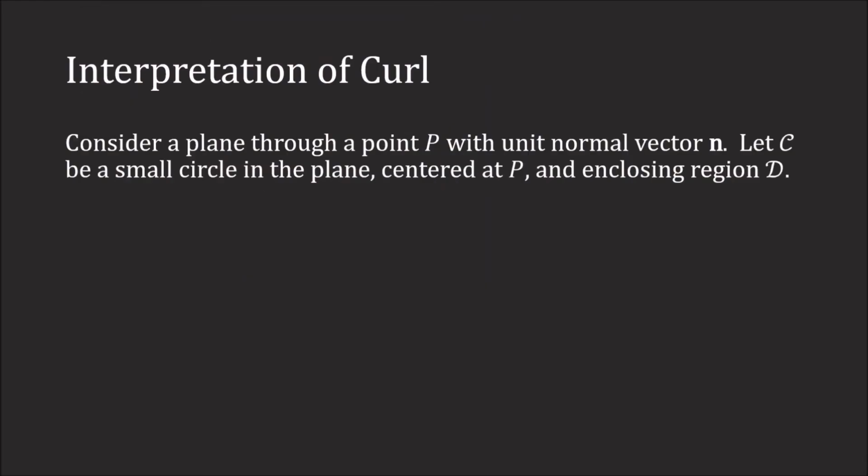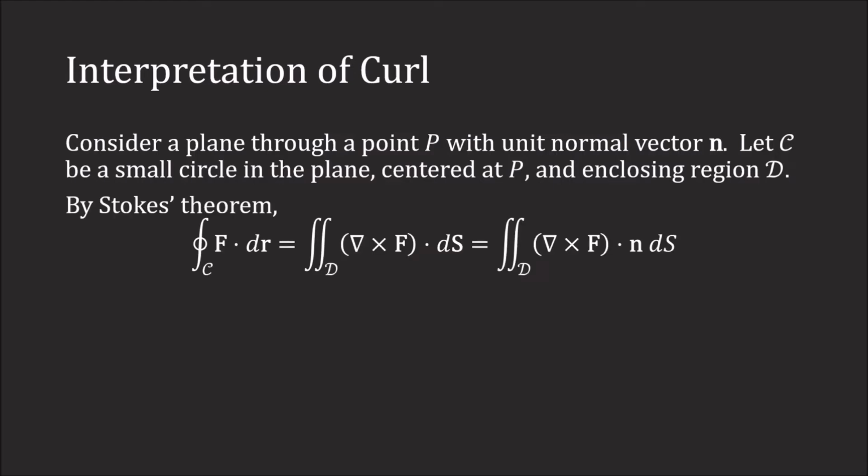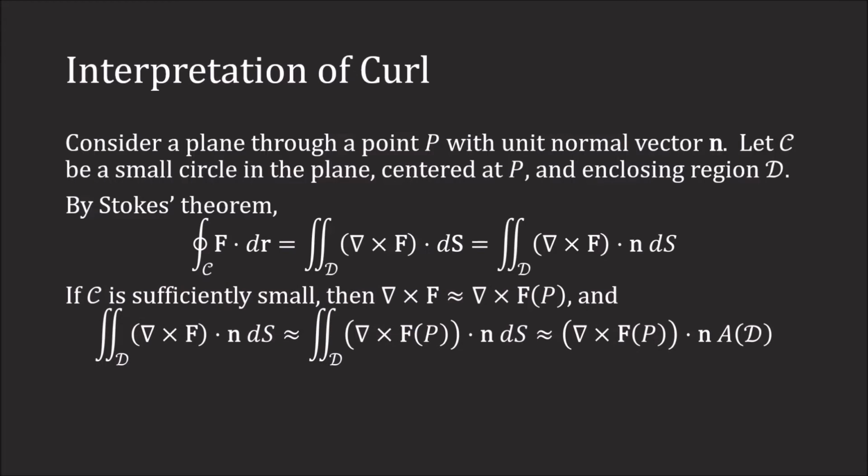Now, with Stokes' theorem, we can find an interpretation for the curl. Consider a plane through a point P with unit normal vector n. Let C be a small circle in the plane, centered at P and enclosing a region D. By Stokes' theorem, we'll have this. Now, if C is sufficiently small, then the curl of F would approximately be the curl of F evaluated at P. And so the double integral here would become this dot product.